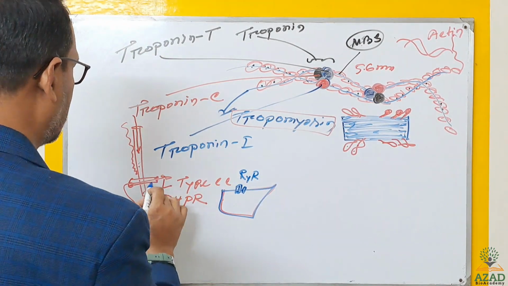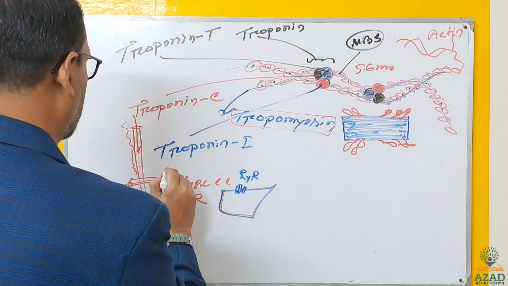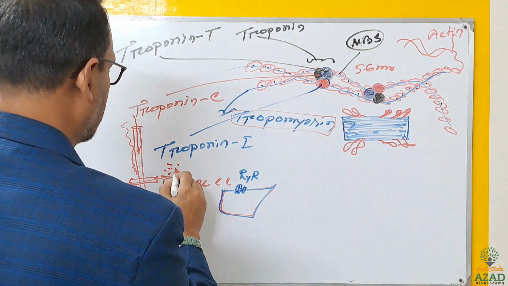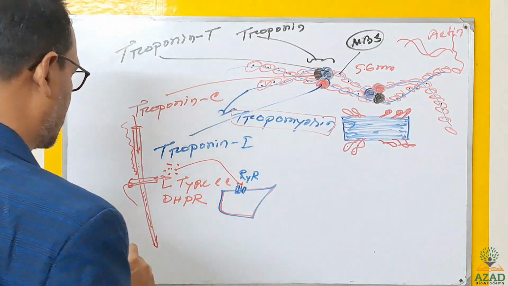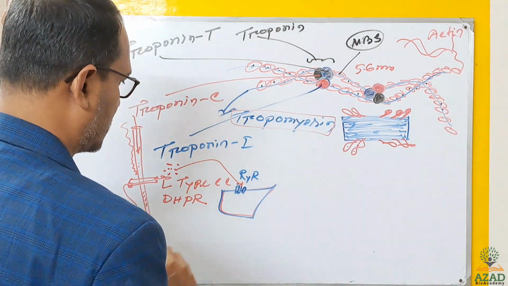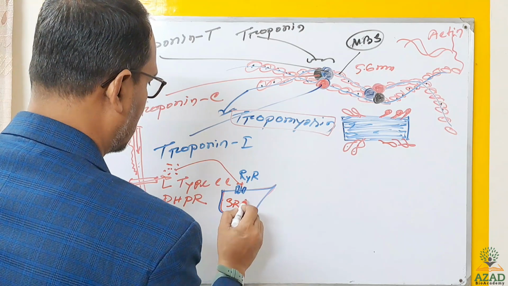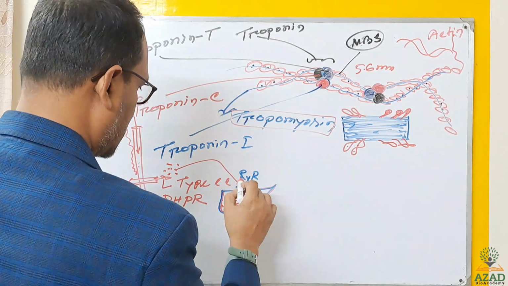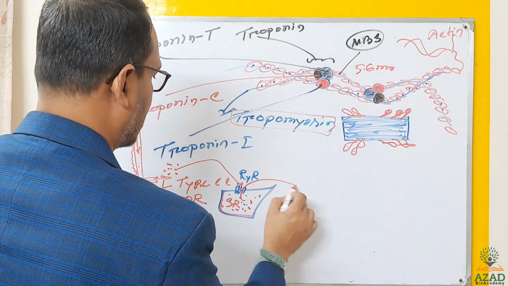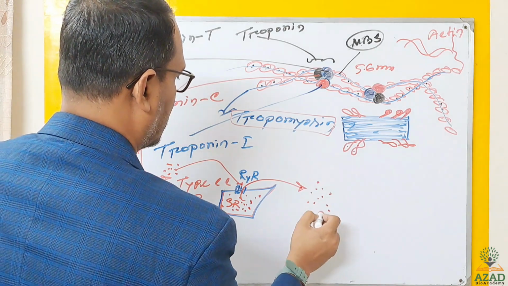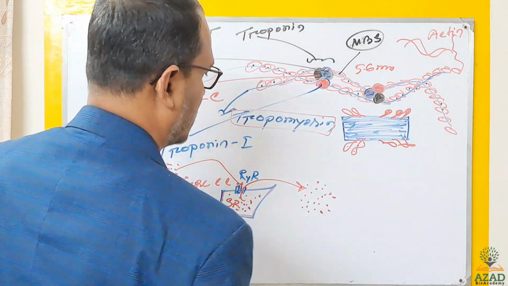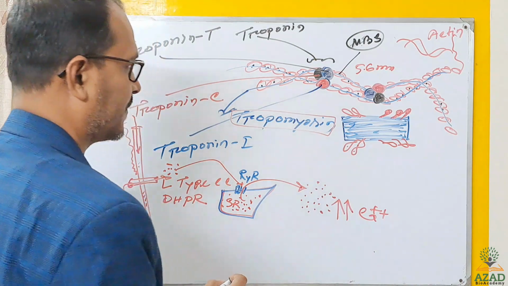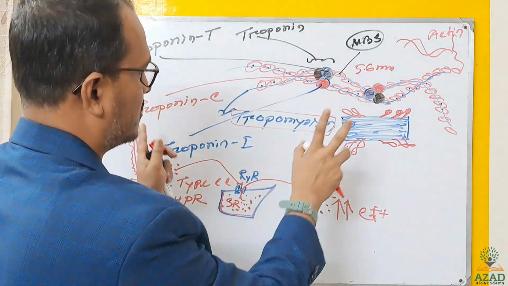When the calcium enters, suppose the red calcium is here from the T-tubule, and it will bind with the ryanodine receptor and change its conformation. The sarcoplasmic reticulum is a storekeeper of calcium. So this ryanodine receptor channel will open, and calcium will come out from the sarcoplasmic reticulum. What will happen? Intracellular calcium will be higher. Now the events have already started.